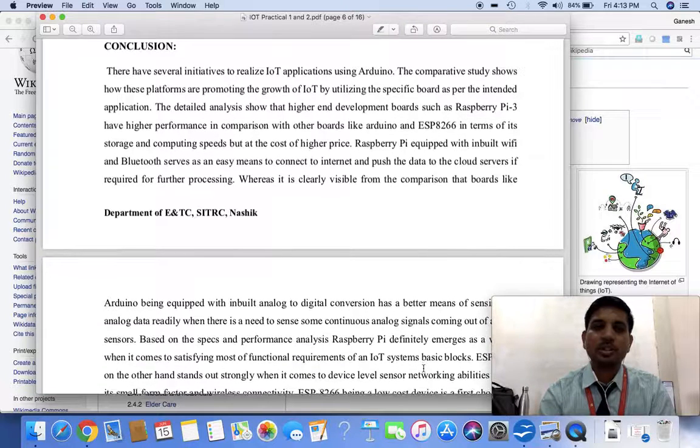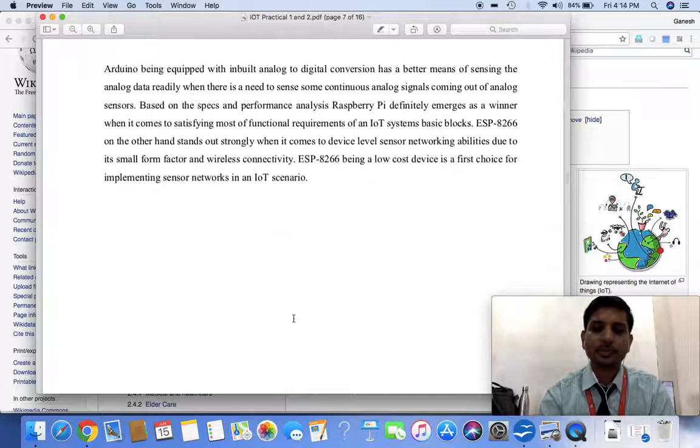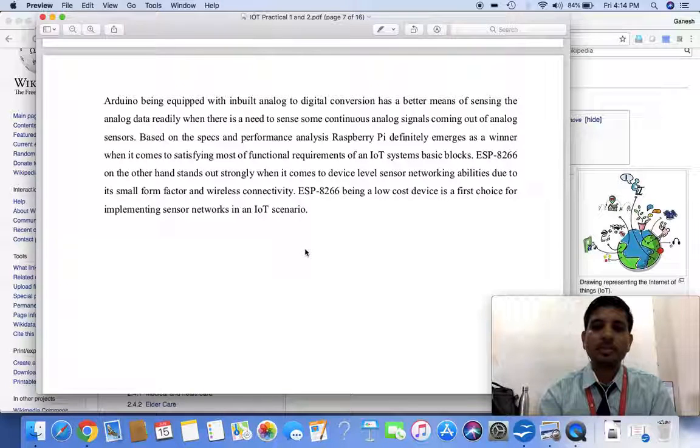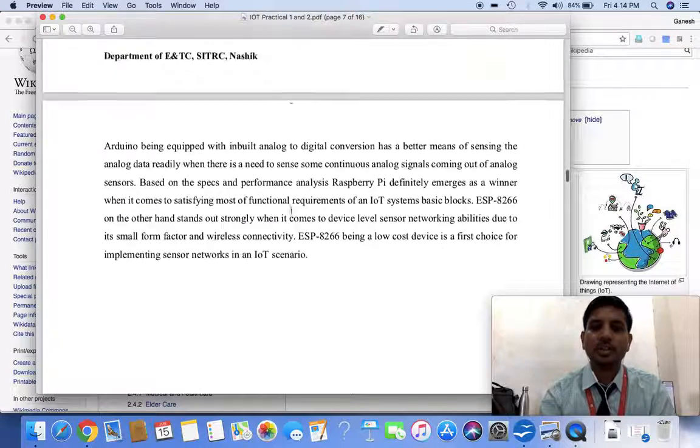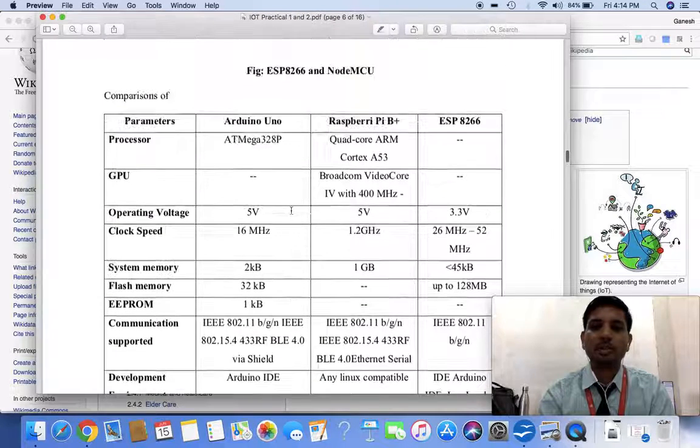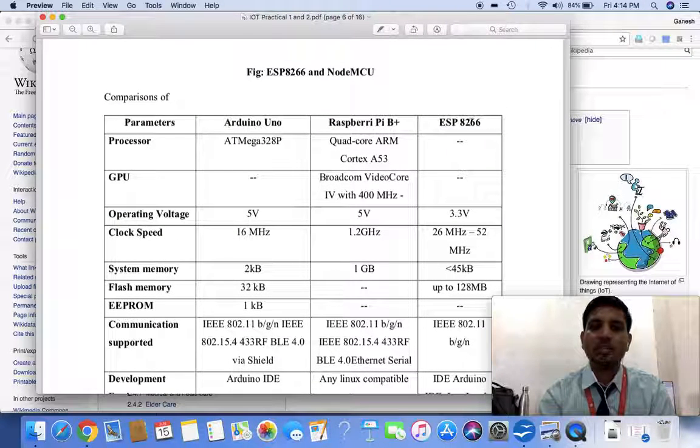So the conclusion is there are several initiatives to realize IoT applications using Arduino. The comparative study shows how these platforms are promoting the growth of IoT by utilizing a specific board as per the intended application. The detailed analysis is shown in the above table. So out of this you can suggest that ESP8266 is the low-cost device. It should be the first choice to implement a sensor network in an IoT scenario, because your IoT device should be cost effective, and out of these three the ESP8266 is very cost effective.